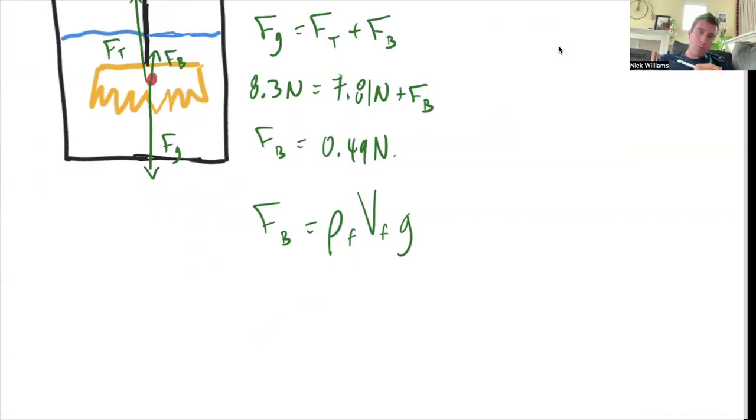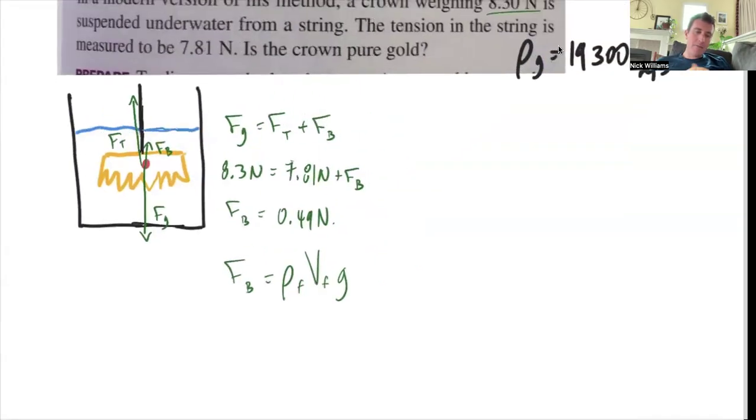No, I want the density of the crown, don't I? Hmm. So I need the density of the crown. In order to do that, the volume displaced has to be based off of the volume of the crown.